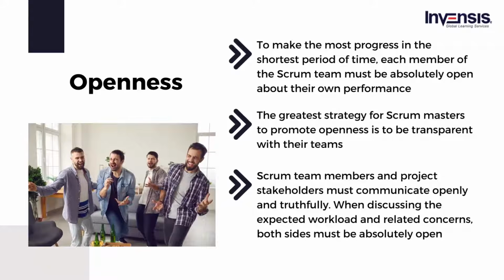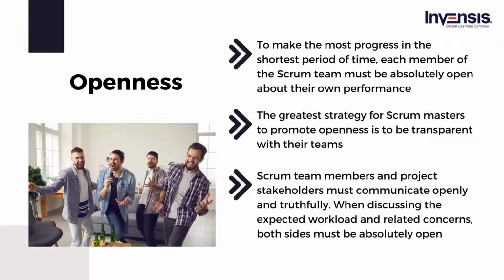The greatest strategy for Scrum Masters to promote openness is to be transparent with their teams. Not only is it essential to provide honest feedback at daily Scrum meetings in order to make the necessary changes, but it will also encourage openness and honesty among team members. Scrum team members and project stakeholders must communicate openly and truthfully. When discussing the expected workload and related concerns, both sides must be absolutely open. This openness fosters trust between all parties.